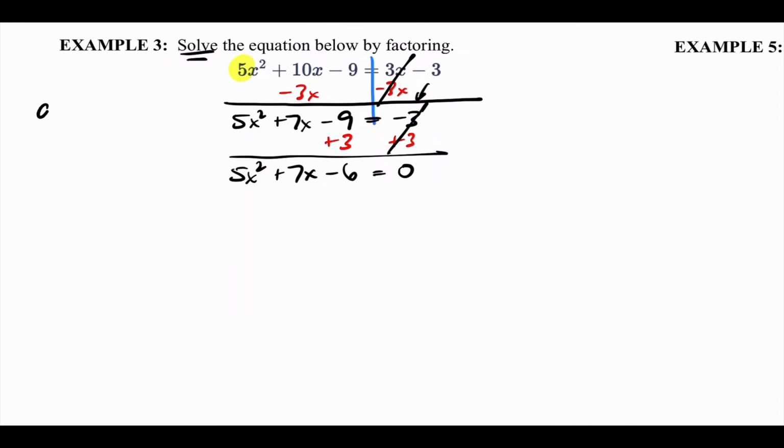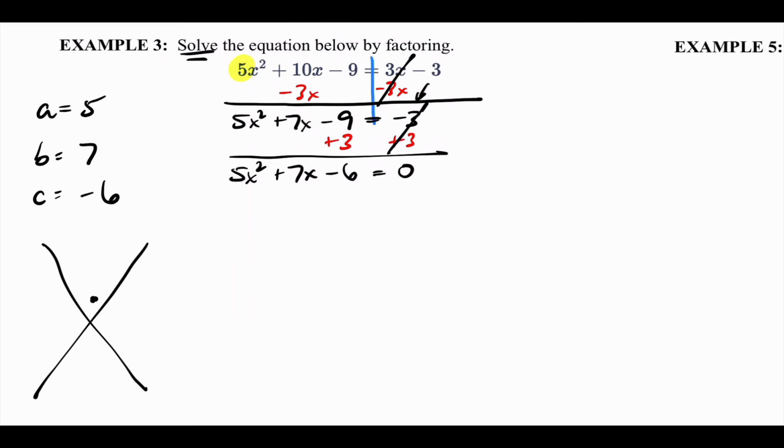Step 2, ABC. So A is 5, B is 7, C is negative 6. Multiply A times C. So when I multiply those two, I get negative 30. B goes on the bottom. So what are the two numbers that multiply to be negative 30, but when I add them, they're positive 7?